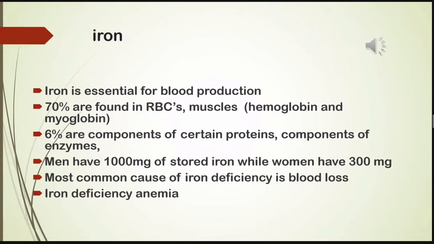Iron, of course, is essential for blood production. About 70% is found in your RBCs and in muscles in the form of hemoglobin and myoglobin. 6% are components of certain proteins and also of enzymes. Men have about 1,000 milligrams of stored iron, while women have about 300 milligrams. The most common cause of iron deficiency is blood loss, and this is what's called iron deficiency anemia.